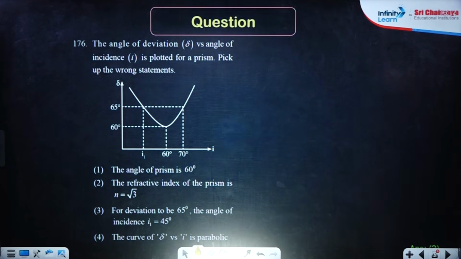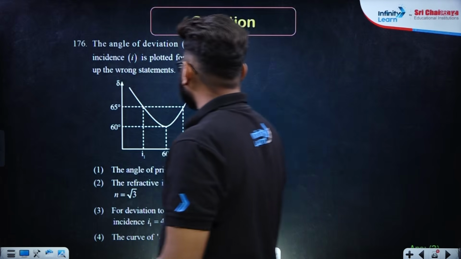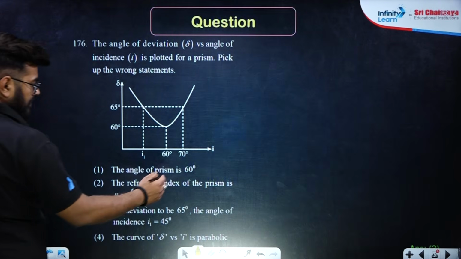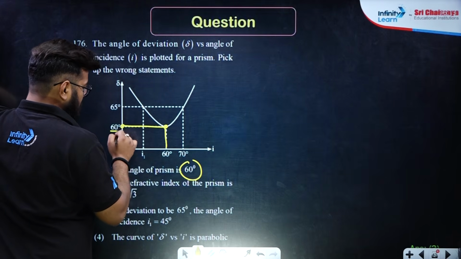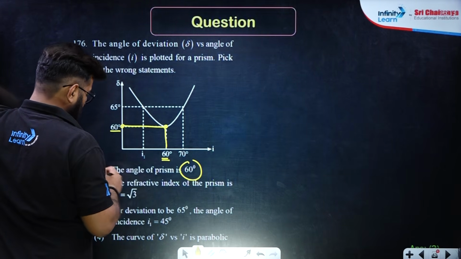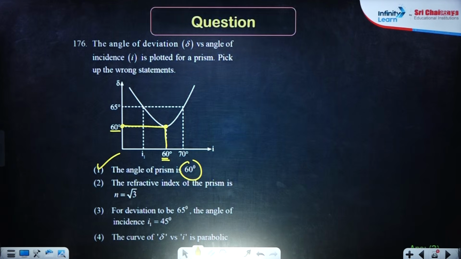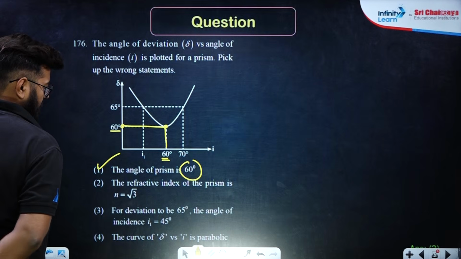Okay. The angle of deviation versus angle of incidence is plotted. Choose the wrong statement. Okay. Angle of prism is 60. Deviation is 60. Angle of incidence and emergence. Yes, this is right. Refractive index of the prism is n equals root 3. Wait. For deviation to be 65.